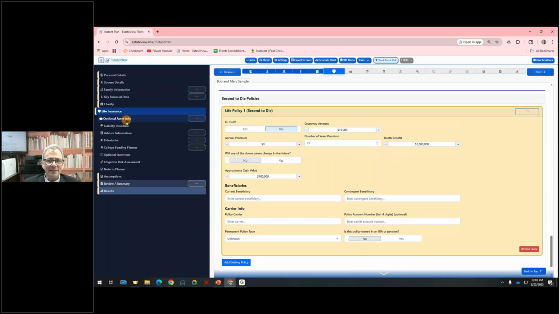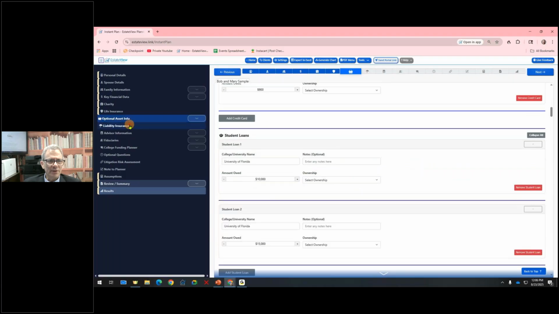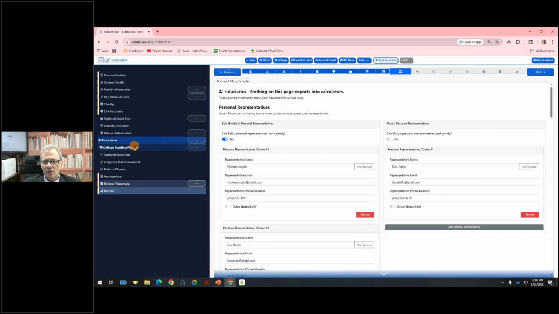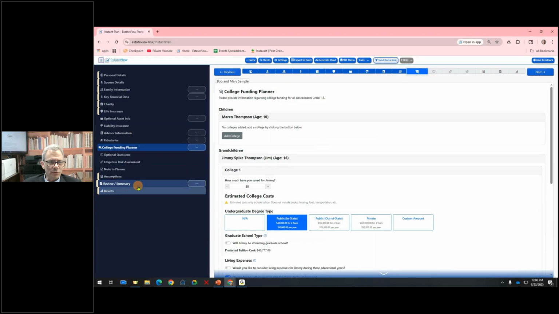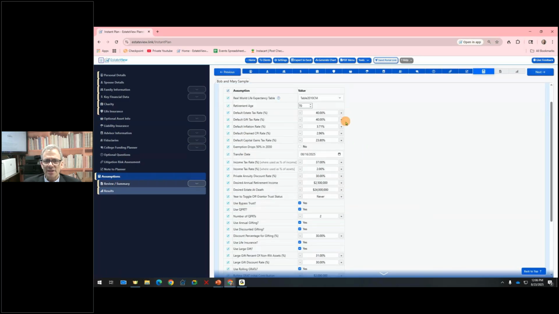For their estate planning, there's a lot more information that can be put in there. Liability insurance planning, advisor identification, fiduciaries. You could model out their college spending, but none of those go into our formal calculators. I click on assumptions, and we assume a 40% estate tax rate, 40% gift tax rate, inflation 3.7, chained inflation for the exemption going up 2.96, capital gains rate 23.8.